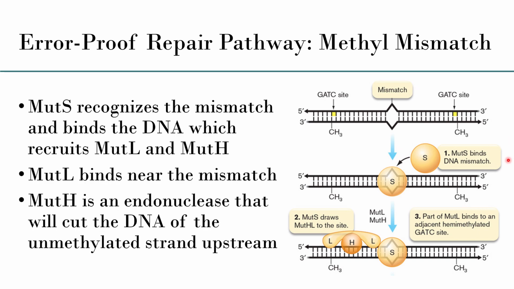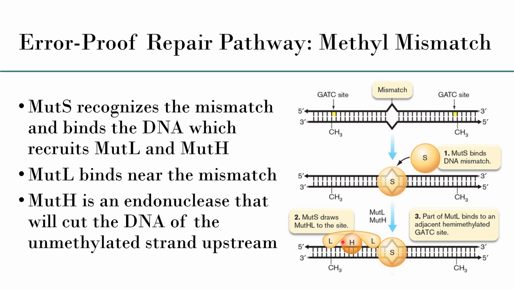There is a protein, MutS. It comes in and binds and recognizes the mismatch. So it can see where the DNA is not in the correct shape and it will bind there. Once it binds, it recruits two proteins, MutL and MutH. So MutL is going to bind near the mismatch, not on the mismatch. We already have MutS bound there. MutH then comes in and associates with MutL so it knows where to do its work.